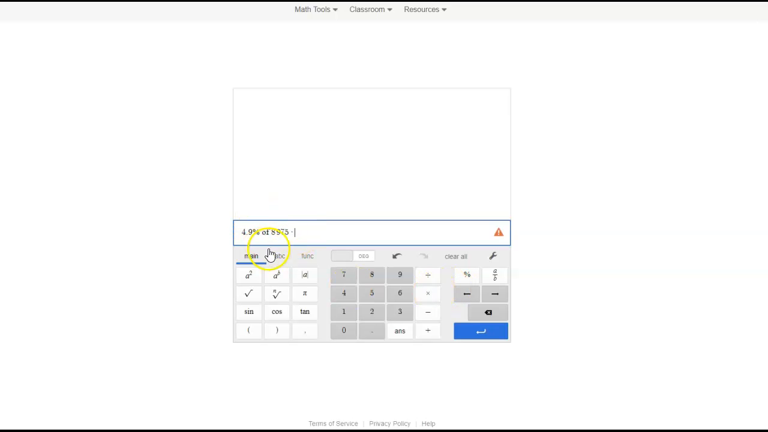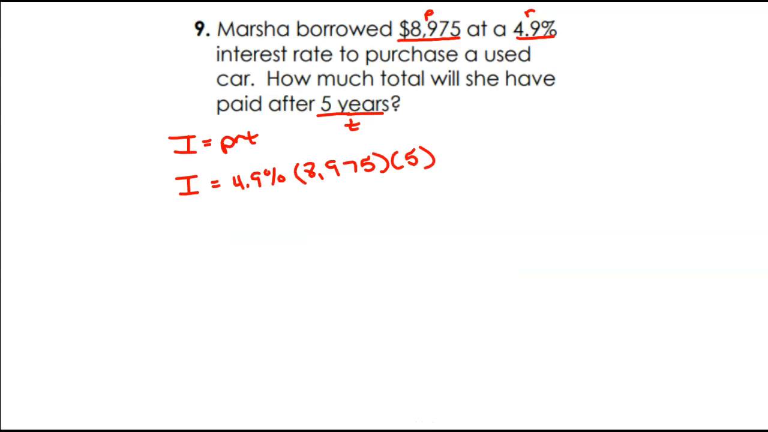And when you're putting in the $8,975 or any number like that, don't leave out the comma. Desmos does not like commas for some reason. So this is the amount of interest that she's having to pay back. So $2,198.88.